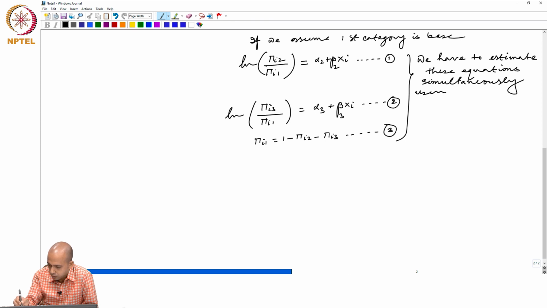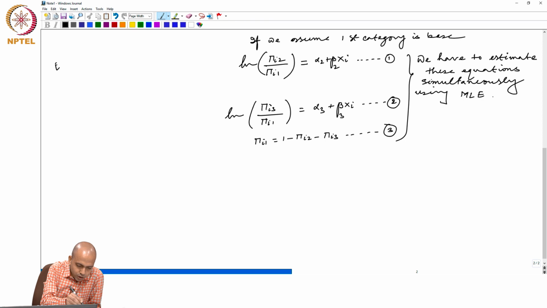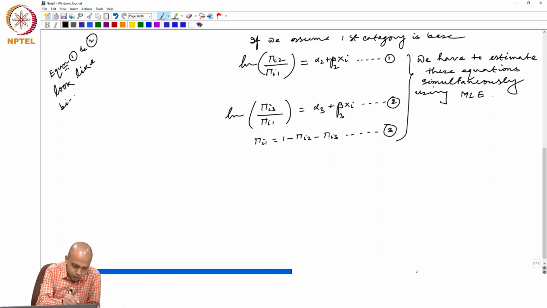Using maximum likelihood method, MLE. Now, the question that we raised yesterday towards the end: equation 1 and 2 look like a bivariate logit model.